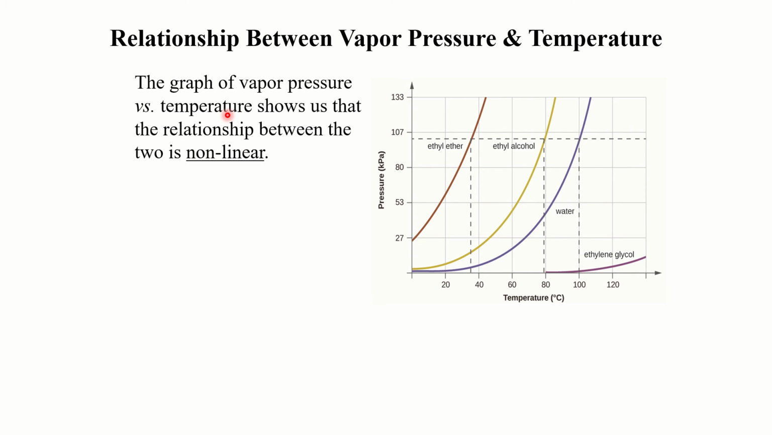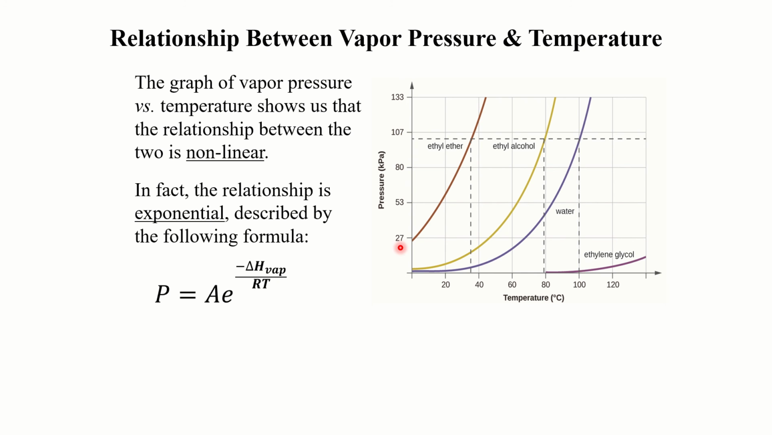You'll notice when we look at this graph of vapor pressure versus temperature, the relationship between the two is non-linear, right? See how it looks almost exponential? As it begins increasing, the speed of that increase, well, increases. It begins to increase more rapidly. This suggests an exponential relationship between temperature and vapor pressure.